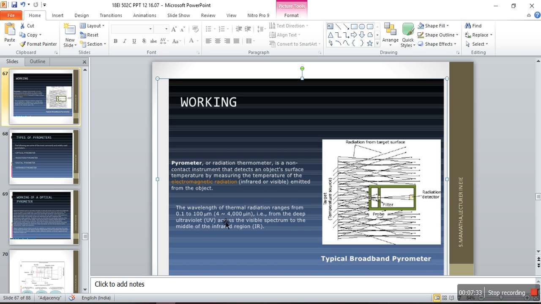The wavelength of thermal radiation ranges from 0.1 to 100 micrometers, from the deep ultraviolet across the visible spectrum to the middle of the infrared region. Generally, the thermal radiation emitted by a body is in this range. That is the wavelength of thermal radiation emitted by hot bodies that can be measured by pyrometers.